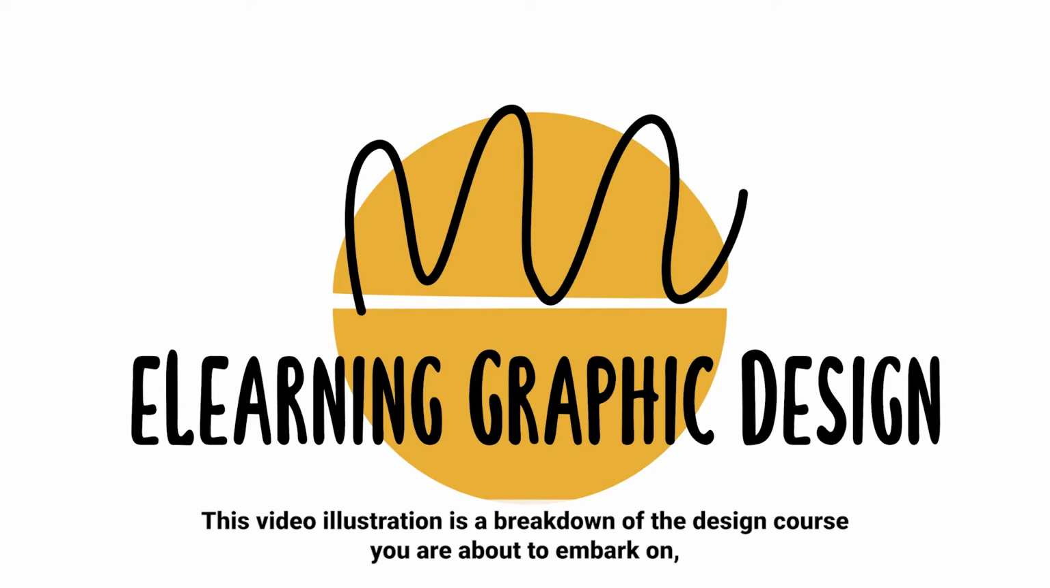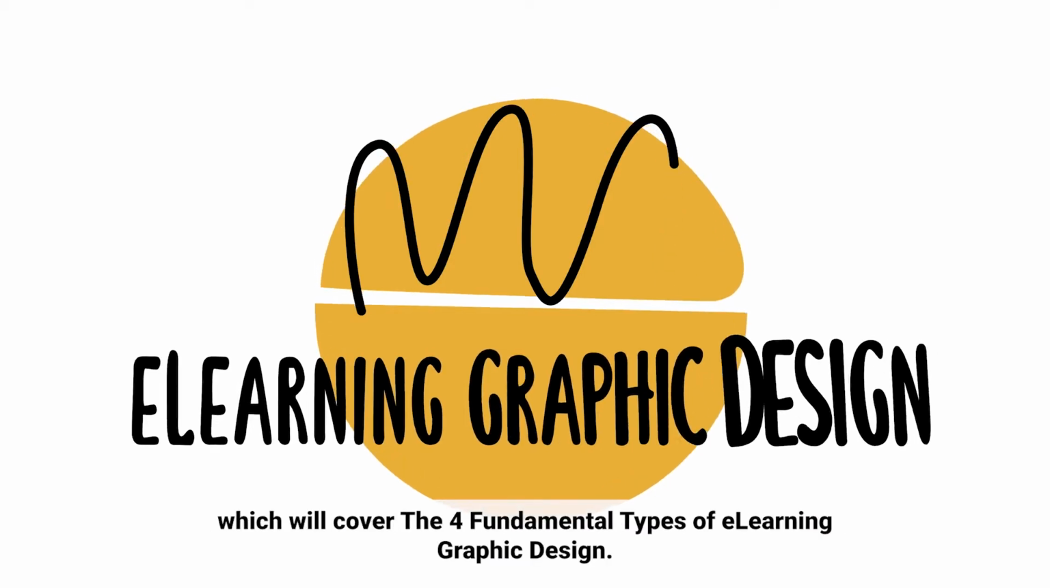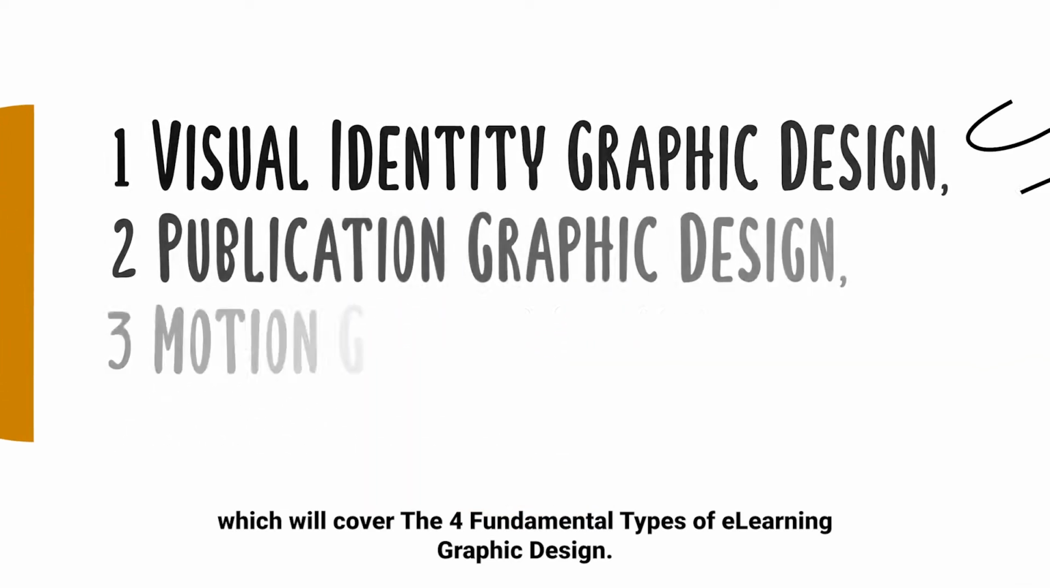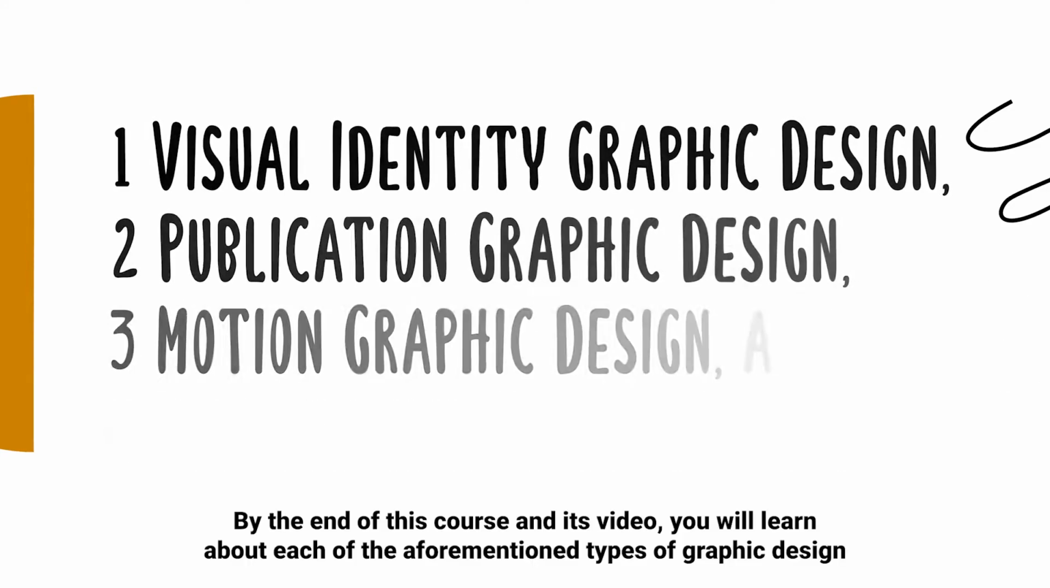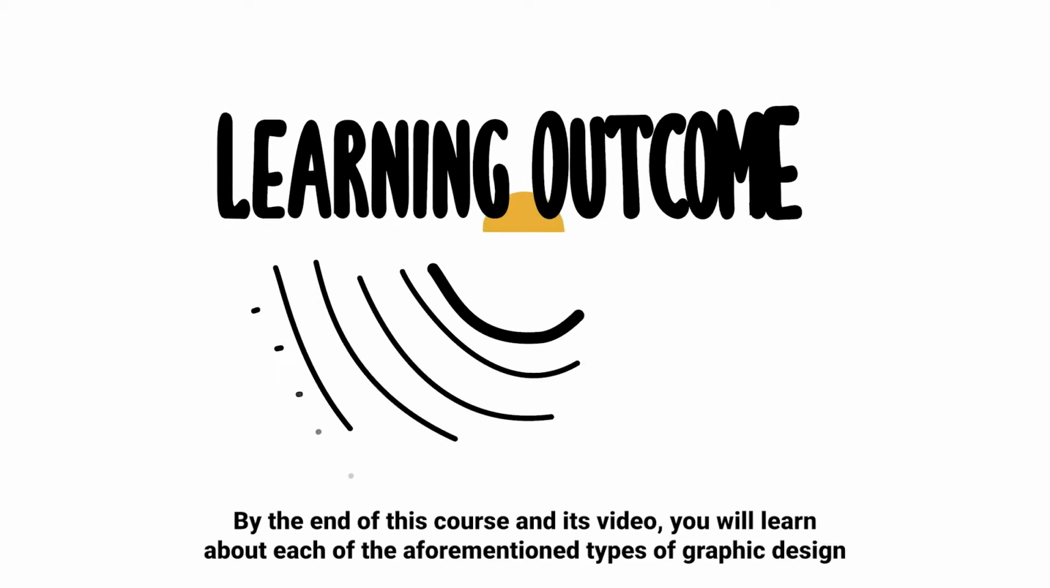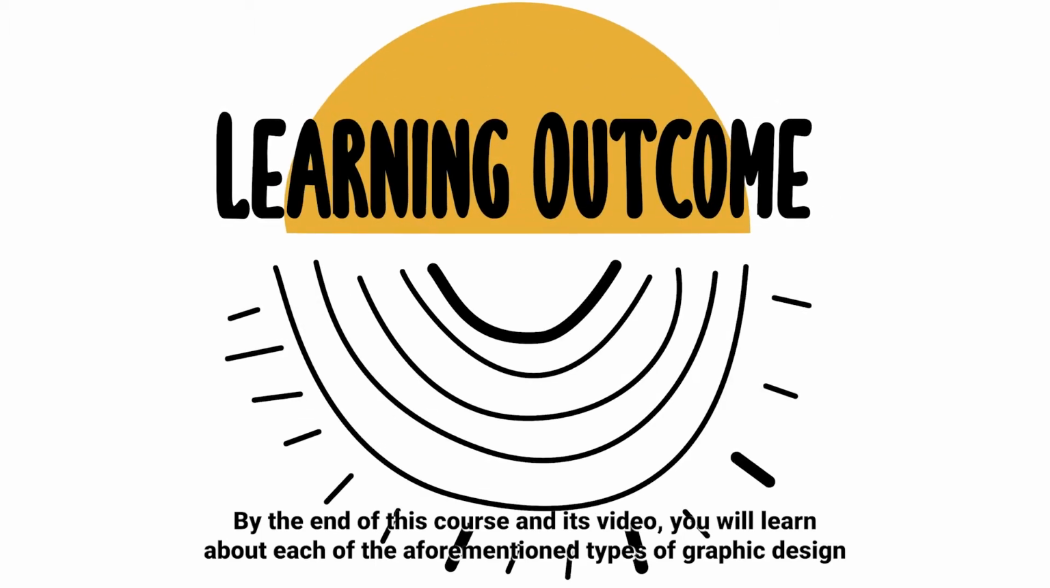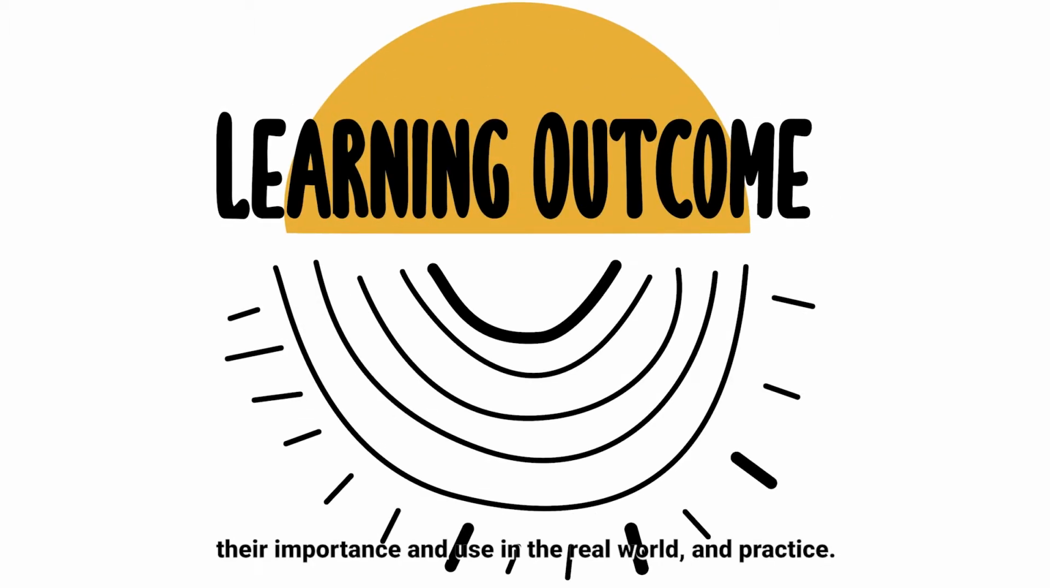This video illustration is a breakdown of the design course you are about to embark on, which will cover the 4 fundamental types of e-learning graphic design. These are visual identity graphic design, publication graphic design, motion graphic design, and illustration graphic design. By the end of this course and this video, you will learn about each of the aforementioned types of graphic design, their importance, and use in the real world and practice.